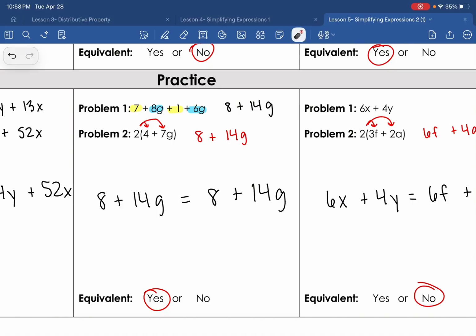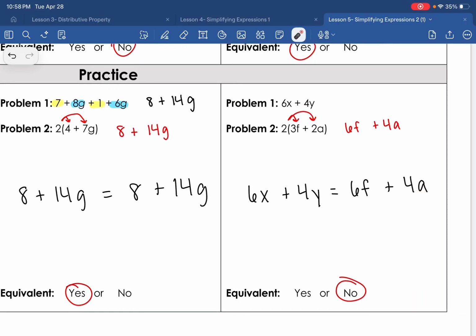Now, if you had 8 plus 14g equals 14g plus 8, remember, those are still equivalent. They mean the same, even if they're written in a different order, right? Because we could have 5 plus 1 equaling 6, but that's still the same as 1 plus 5 equaling 6. So just because they're not in the same order for addition doesn't mean they're not equivalent.